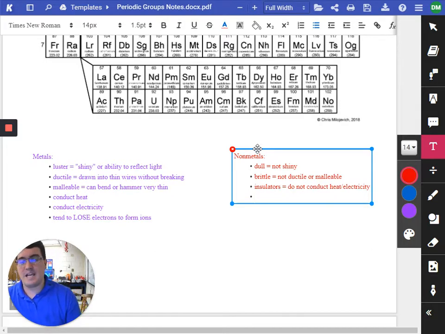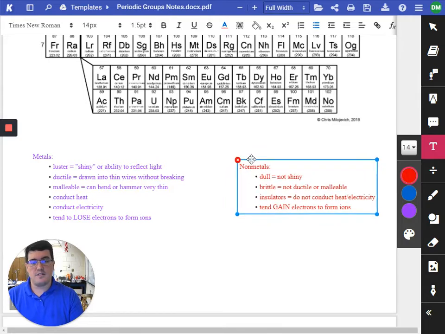And then because atoms of metals tend to lose electrons to form ions, atoms of nonmetals tend to gain electrons to form ions. So those are metals versus nonmetals.